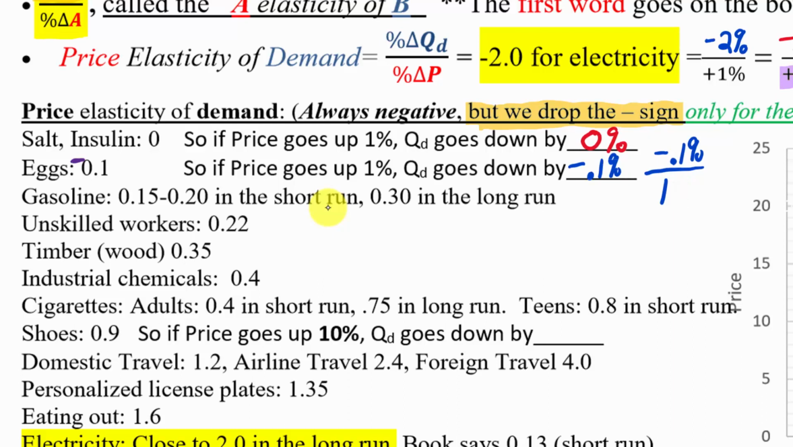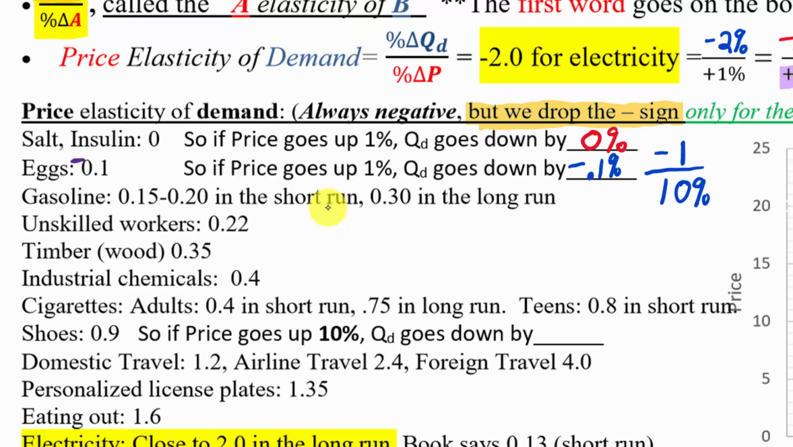What if we multiplied the bottom by 10 and we said, well, what if the price of eggs went up by 10%? Well, then we'd have to multiply the top by 10 as well. 0.1 times 10 is 1. So if the price of eggs went up 10%, we would expect people to buy 1% less. So pretty inelastic. Now why?